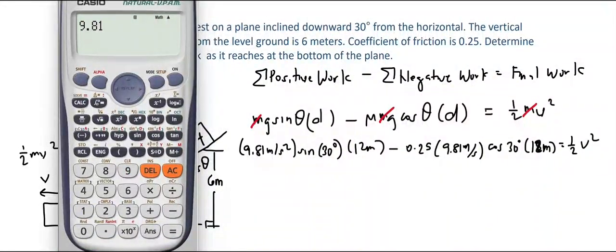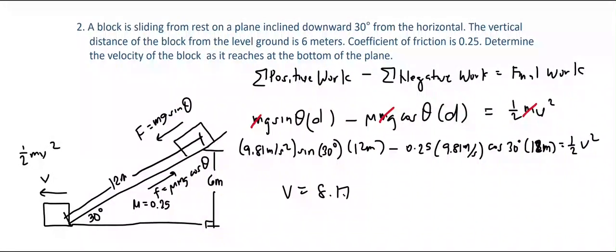We have 9.81 times sine of 30 degrees times 12 minus 0.25 times 9.81 times cosine of 30 degrees times 12 equal to 1/2 v squared. We get v equal to 8.17 meters per second. And that's our final answer.